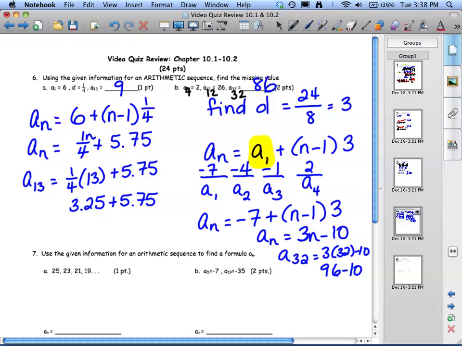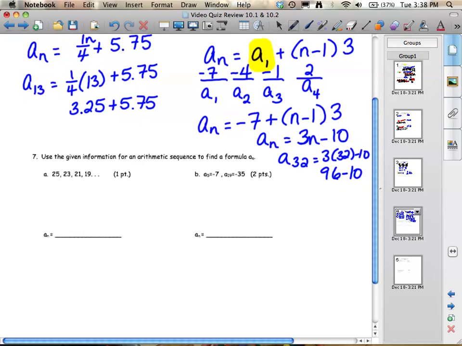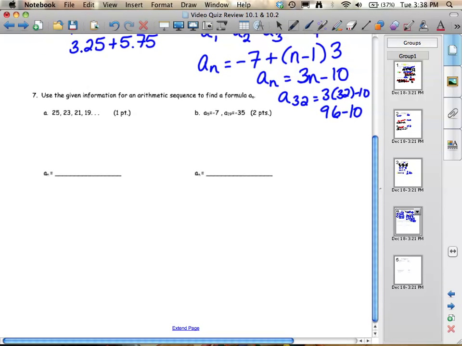So I will expect that you can find d, find the general equation, and then find a given term. And those are each worth, the first one's worth 1 point because there's not as much to find. The B will be worth 2 points when you have to find d. I'm asking for general formulas here. Remember, to write the general formula, you need the first term and d. Turns out this one gives you both.